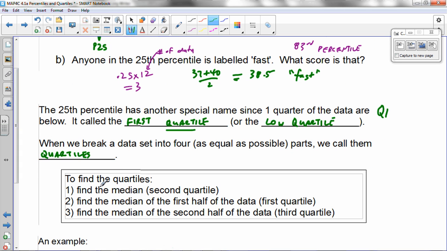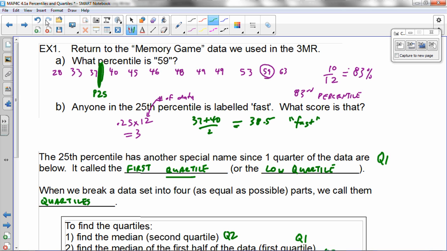To find the quartiles, find the median, which is the second quartile. That's what I'd call Q2. Then find the median of the first half of the data, which is the cutoff for the first quartile. The third quartile is the median of the second half of the data. This idea of first and second halves, we'll get to in a second.